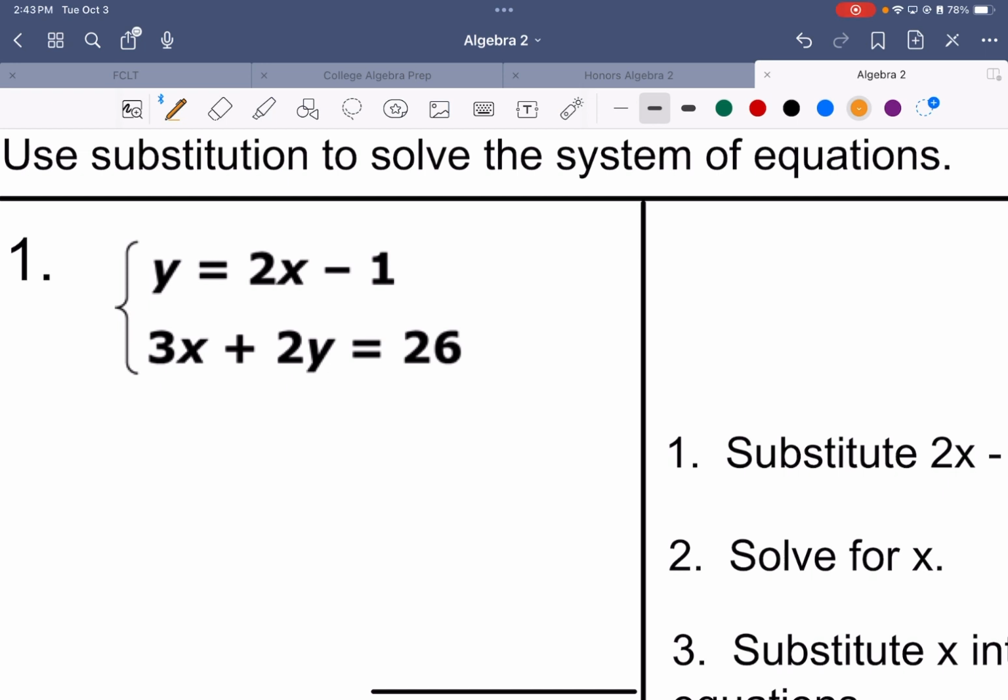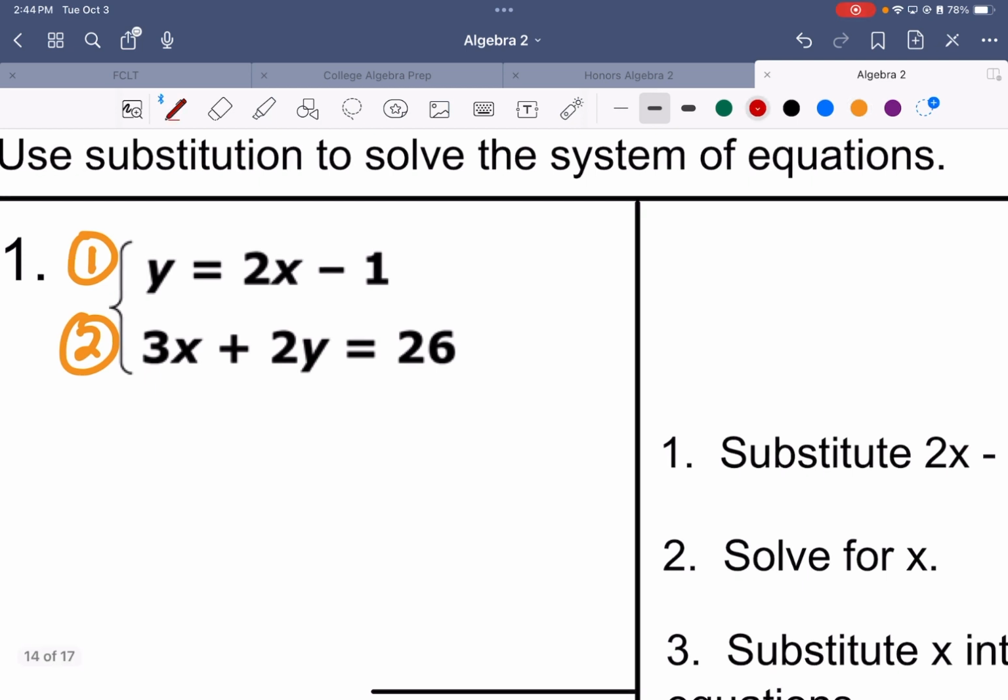When you're using substitution, the first step is to make sure that one of the equations, whether it's equation 1 or equation 2, and I have a tendency to label them 1 and 2 to help me keep it in my mind and verbalize it to you better, is solved for x or y. It doesn't matter which one. As long as one of them is solved for x or y, we can use substitution. In this case, equation number 1 has y is equal to 2x minus 1. So one of them is already solved for y.